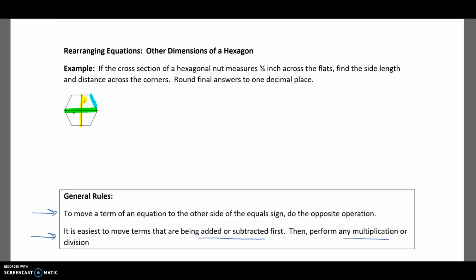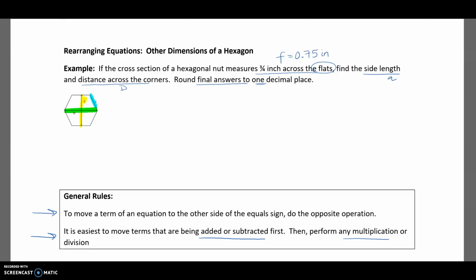In this question, we have a hexagonal nut that measures 3/4 of an inch across the flats. So that's our measurement for the flat-to-flat distance. We could work with it as a fraction or as a decimal, 0.75 inches. I want to find the side length, A, and I also want to find the distance across the corners, D. These will be two separate calculations. When we are rounding our final answers, we'll round these to one decimal place.